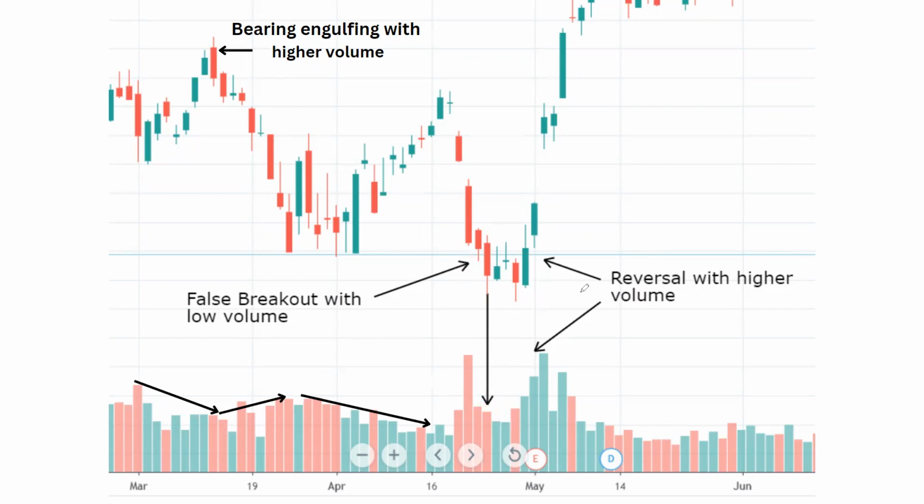Over here you get your reversal. So we break back above our support level right here, in blue that we have.